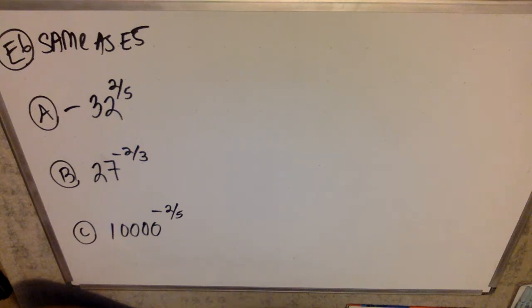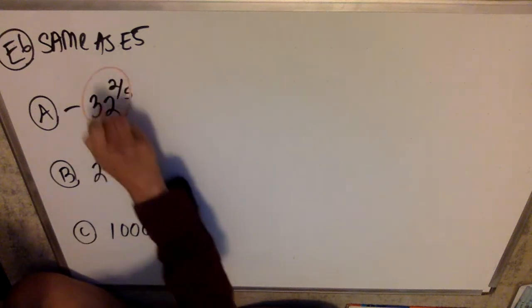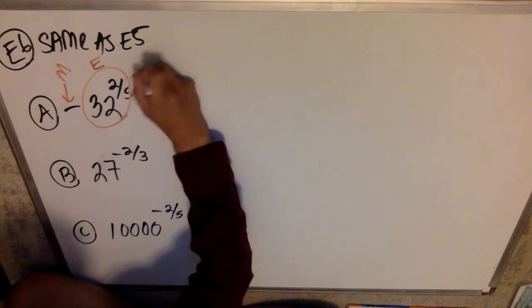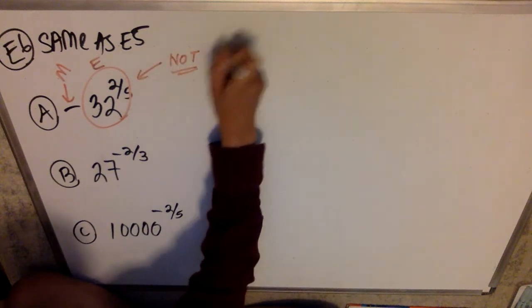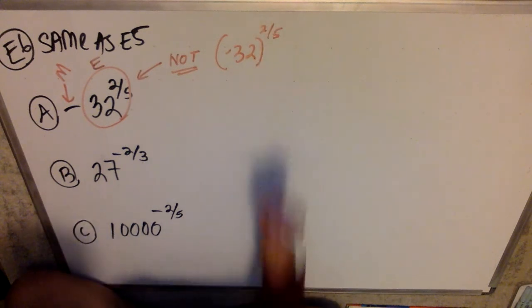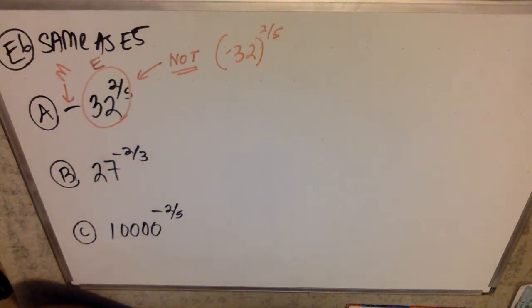So the first thing I want you to notice is that in that first expression, this is an exponent, and it's being multiplied by a negative, okay? So what I want you to notice is that this is not the same as if I had written negative 32 in parentheses to the 2/5, okay? So that's important, because the negative is a coefficient that is multiplying this number.